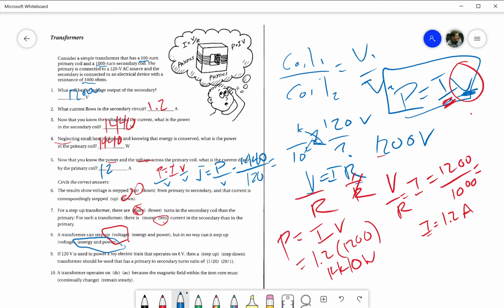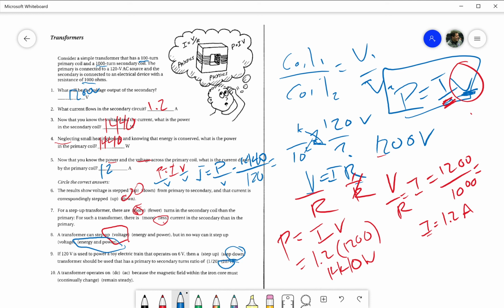If 120 volts is used to power a toy electric train that operates on 6 volts, then a step down would be needed, right? Because you're going to go from 120 to 6. That means you're going to have to step it down. The ratio would just be 120 divided by 6, which is going to be a 20 to 1 to drop down.